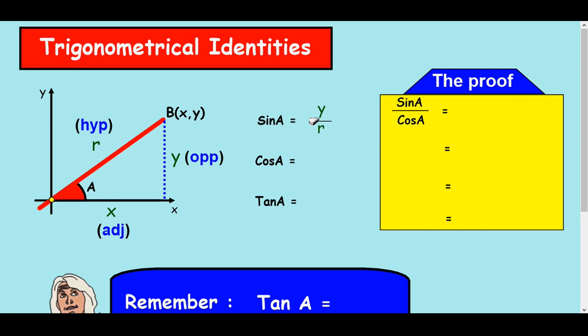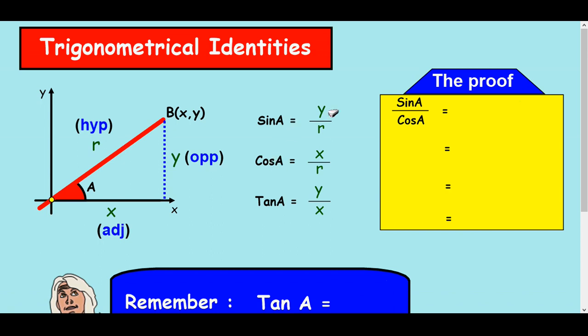I'm also going to define cos of A. Now, cos of A is adjacent over hypotenuse, which in this case is x over r. And finally, to get tan of the angle there, I'm going to use opposite over adjacent, which is y over x. And we can use this principal idea to create the two trig identities that I'm going to look at in this screen and the next screen.